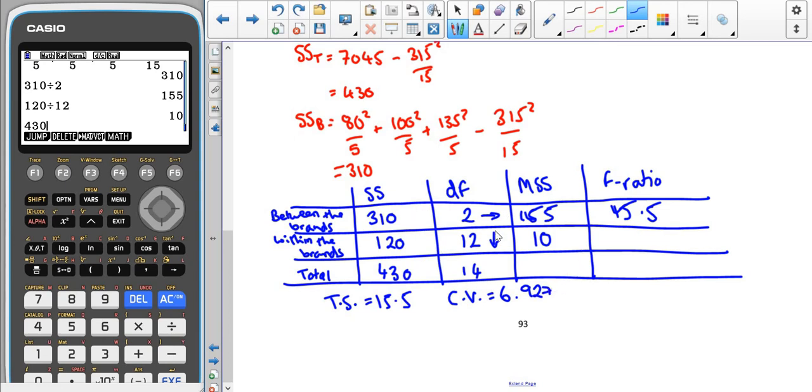Be careful here because it's not a symmetrical table, so you will end up with a different critical value if you look it up incorrectly and go across by 12 and down by 2. So then as the test statistic is bigger than the critical value, we reject H0 at a 1% significance level.